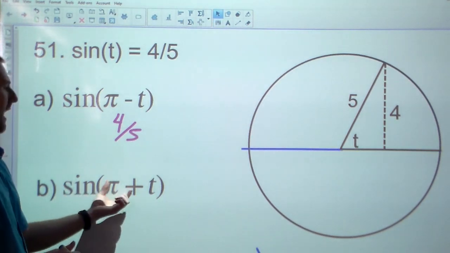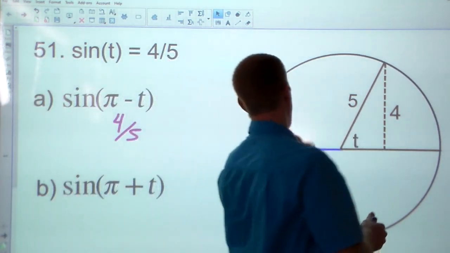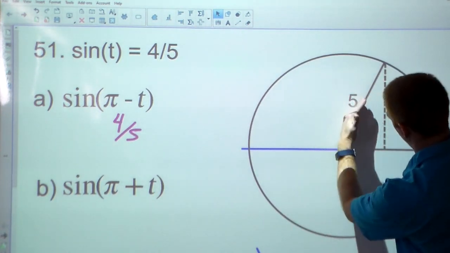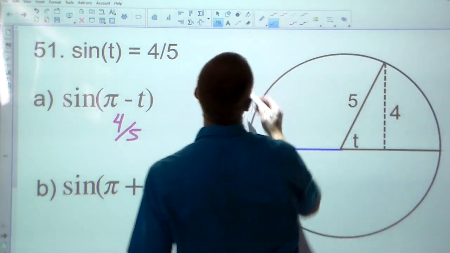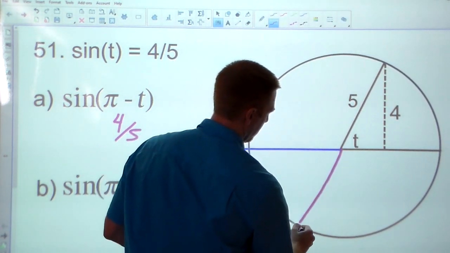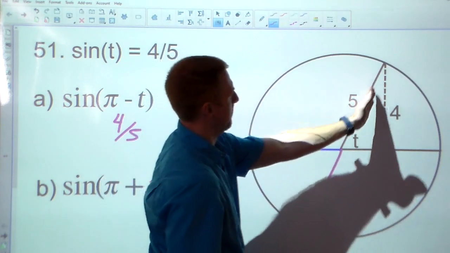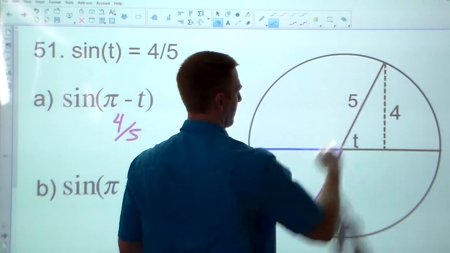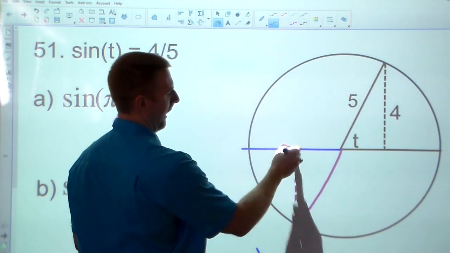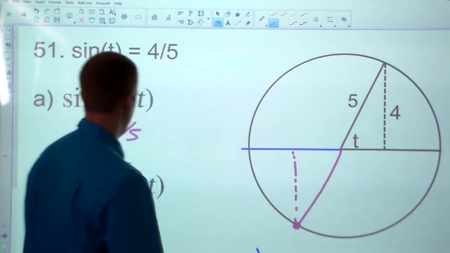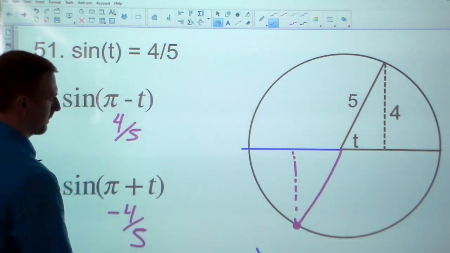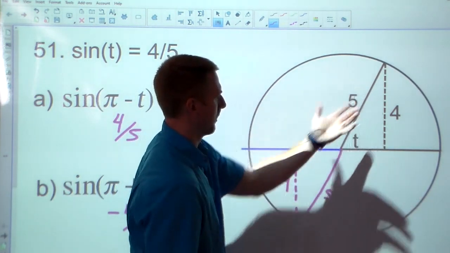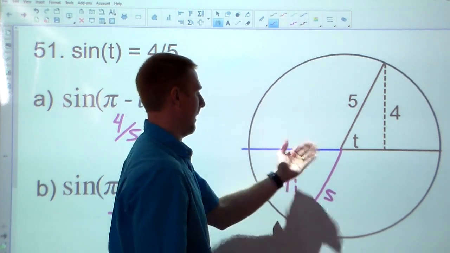This one is sine of pi plus t. So if you started already at pi radians and went t more than that, that basically puts you at the exact opposite place from here. What that's going to do is give us the exact opposite y value. So if it was this high here, it's going to be that same height, but just negative, flipped around. So that's going to be negative 4/5. Because if you start putting sides in, same radius or hypotenuse, and this side's negative 4 now because it's going downward.